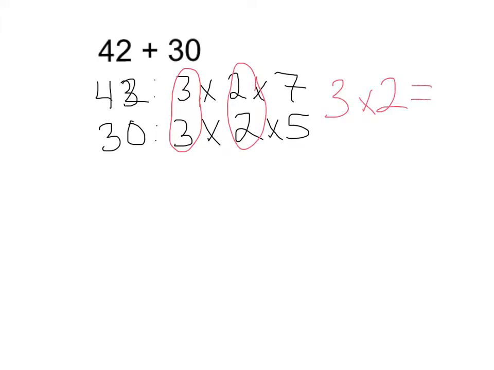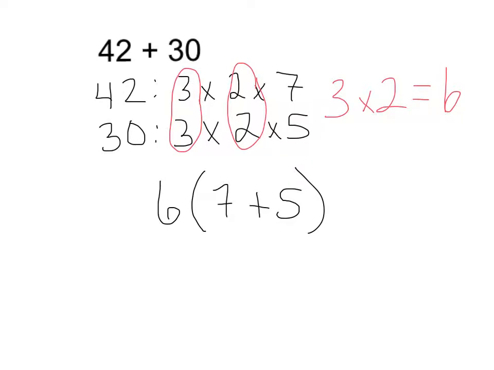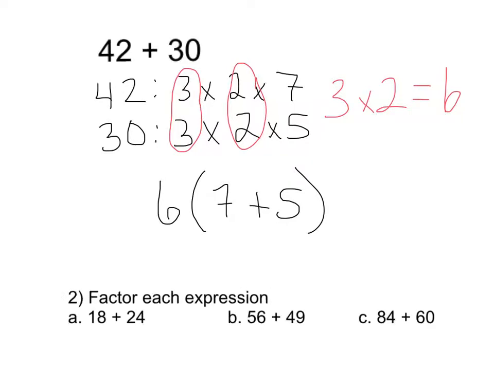So our greatest common factor is 6, because 3 times 2 is 6. So our equivalent expression will be 6 on the outside times everything that's left on the inside. Pause the video and try these 3 in your notebook.